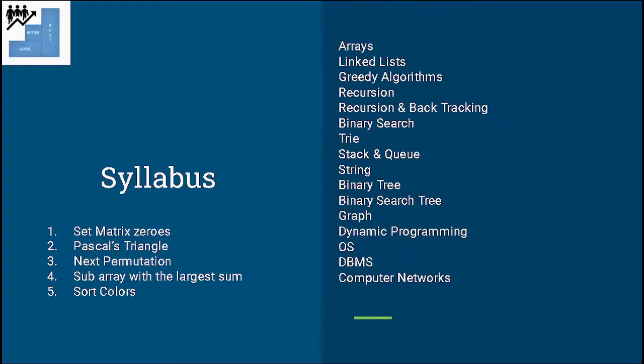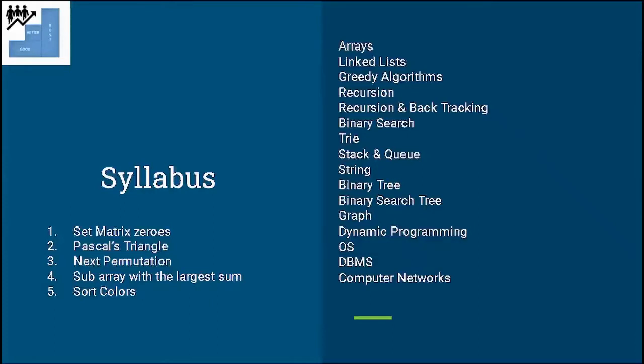So first was set matrix zeros of the series. Then the second question was Pascal's triangle. Here we learned how we can construct a row of Pascal's triangle using the row above the current row. The third question was next permutation, which was basically, let's say you have a sequence of 3 digits, 1, 2, 3, then the next permutation in this series would be 132, 123, and then 132. So we learned how to determine the next permutation for given digits.